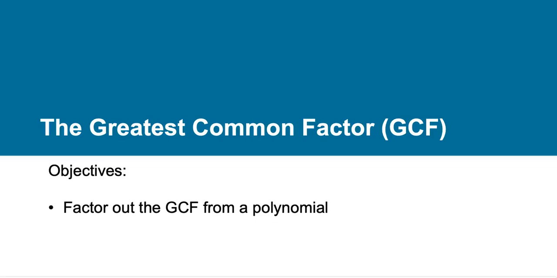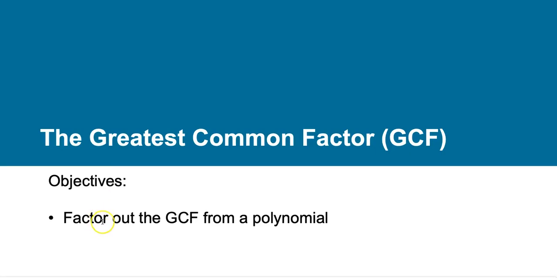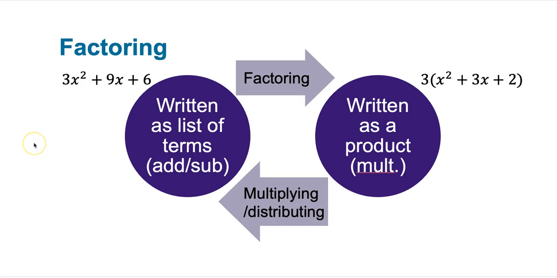Now let's learn how to factor out the GCF from a polynomial. I just said the word factor. What does that mean? Factoring means take an algebraic expression that's written as addition or subtraction of terms and rewrite that into an equivalent algebraic expression that's written as the multiplication of two algebraic expressions.